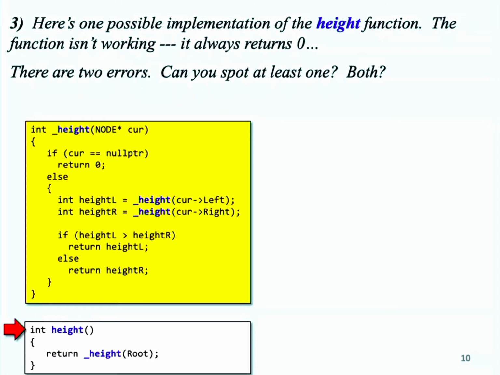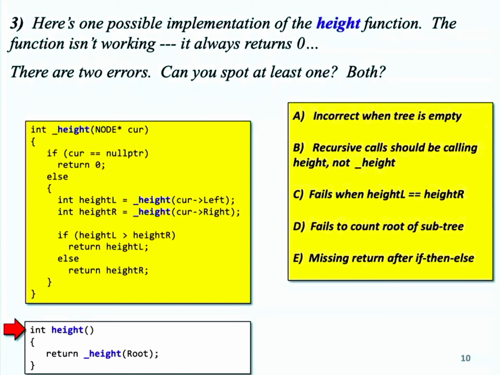Here's one possible implementation of the height function. The function isn't working, unfortunately, because it always returns 0. There are two errors. Your job is to ideally spot both of them, but if you could spot one, that's fine. These are some possible options. Take a few minutes, discuss with your peers, and then we'll come back and collectively discuss which of these options are the reasons why this function is not calculating the height correctly. All right, feel free to discuss.